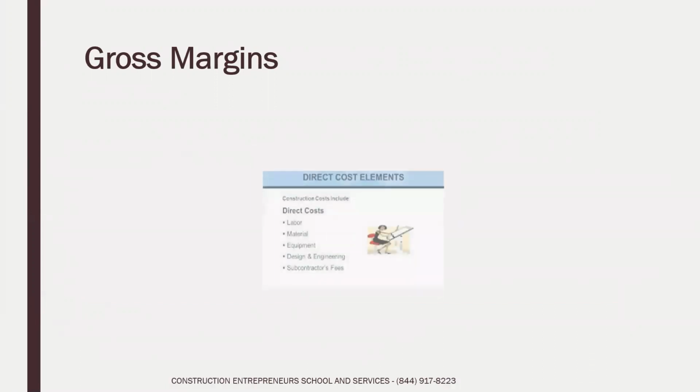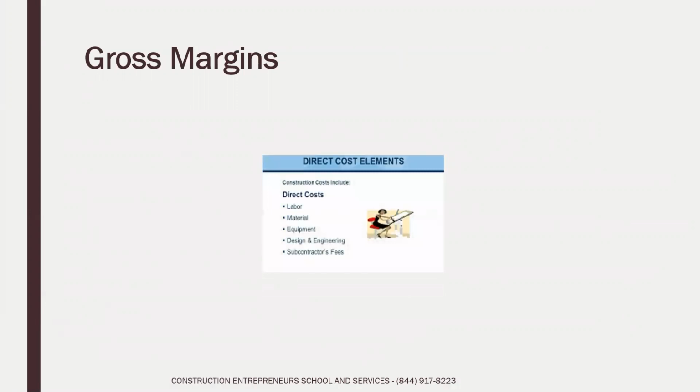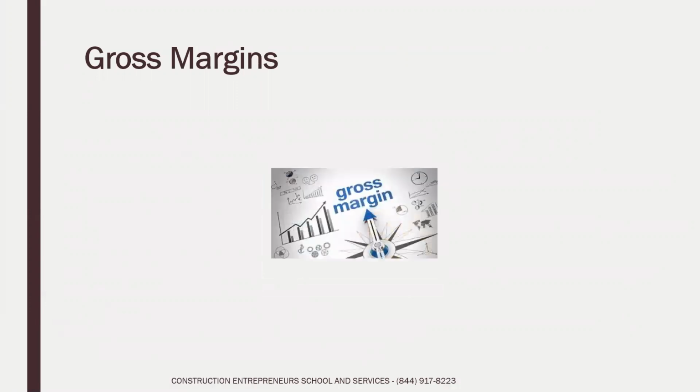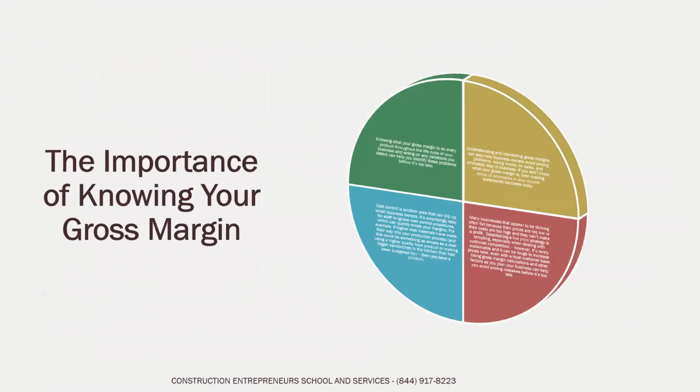You need to know your construction sales, your overall revenue, to get to the gross margin, and understand your direct costs. These are numbers you need to know to understand and grow your company. And if you don't, then you're not going to be able to move to the next step, which is knowing the importance of your gross margin.